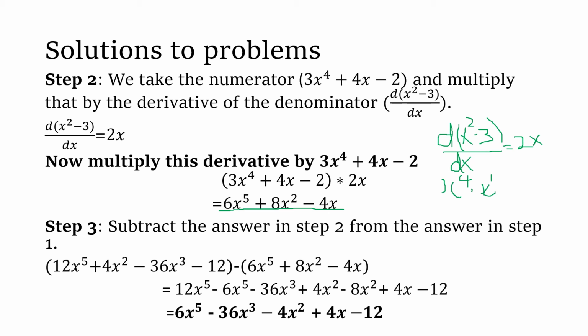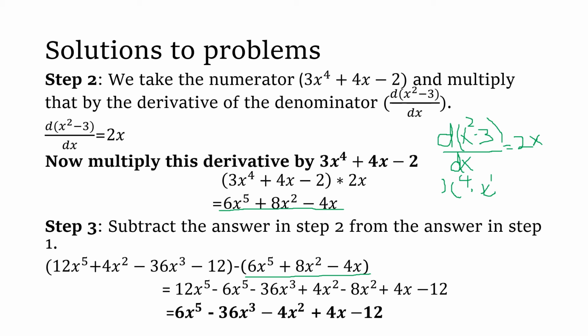Now, we have the answer for step 2, which is 6x to the 5 plus 8x squared minus 4x, right? We are going to subtract this answer from the result we have in step 1. And the result in step 1 was 12x to the power 5 plus 4x squared minus 36x to the power 3 minus 12, right? So what do we do here?